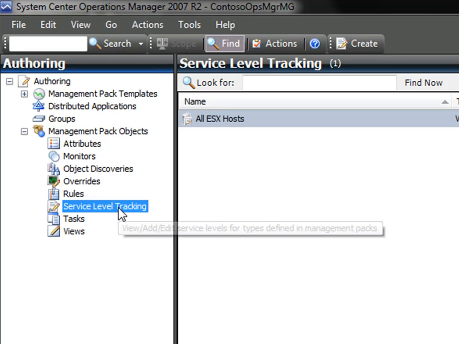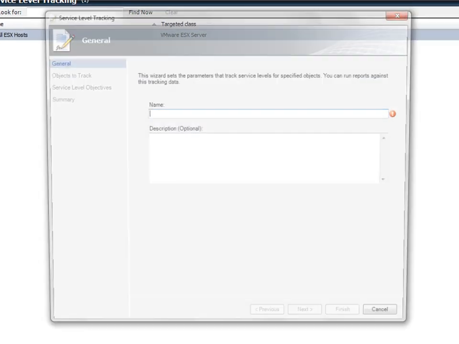The second service level tracker that we will create will allow us to monitor ESX hosts that are part of a production ESX cluster. We'll start off by creating a service level tracker that is very similar to the first.